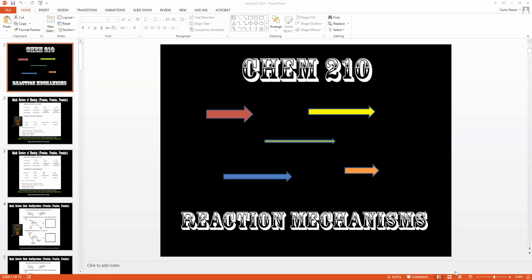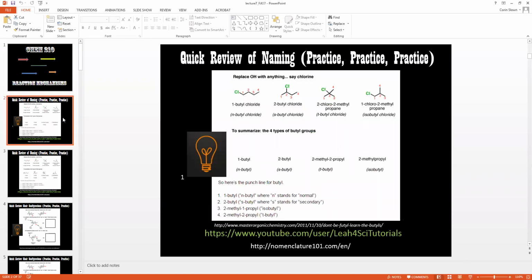So we're going to start by taking a look at reaction mechanisms. And we're going to preface this by saying that we're going to draw on our quick review of naming. So now we're going to really start to dig into using molecules. So it's important that we're able to go back and understand what molecules we're talking about based on their names. So this is a quick review.